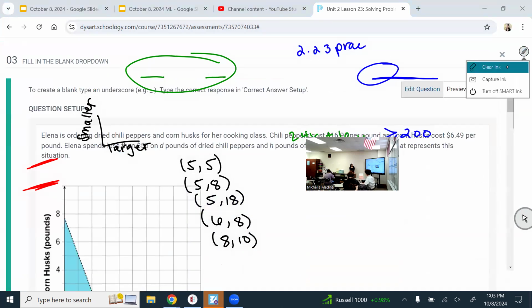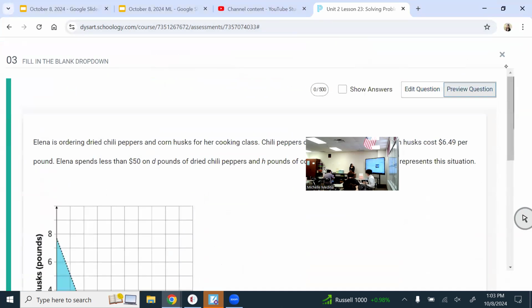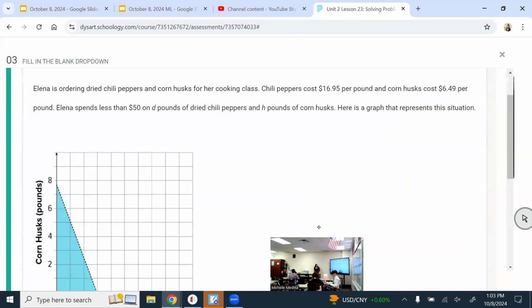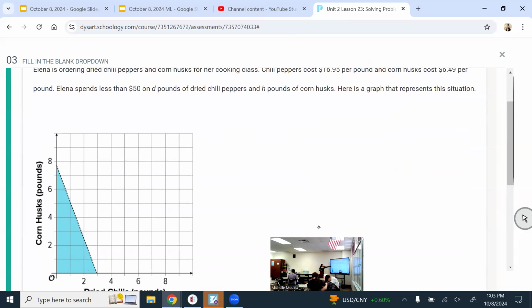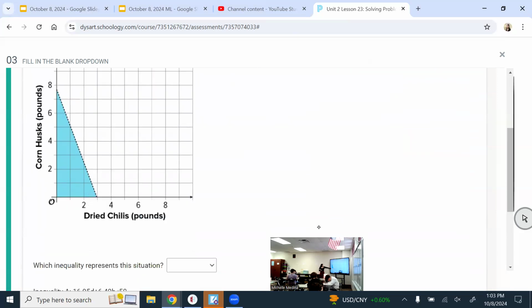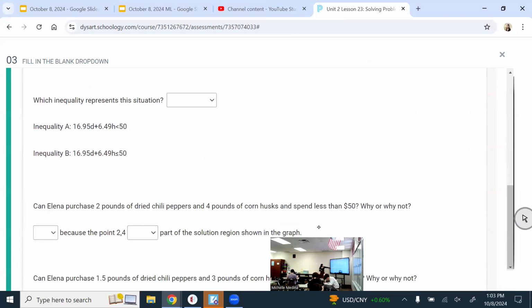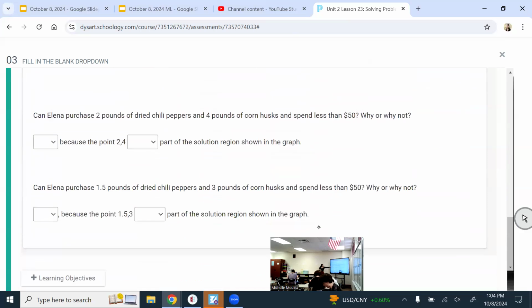Okay, so Elena is ordering dried chili peppers and corn husks for her cooking class. Chili peppers cost this much per pound, corn husks cost that much per pound. Elena spends less than $50 on D pounds of dried chili peppers and 8 pounds of corn. Here's a graph that represents the situation. So which inequality represents it? And then we're answering some questions.